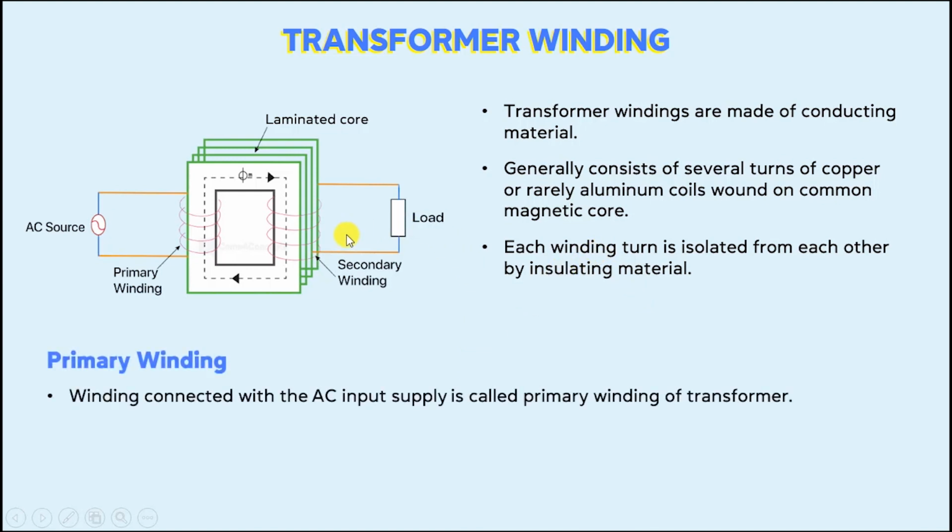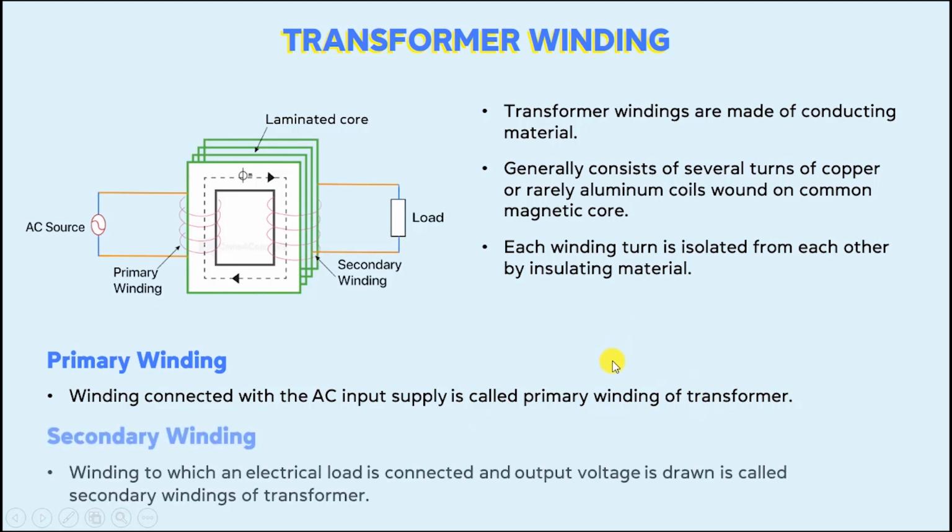There are two types of winding. Primary winding. The winding which is connected with the AC input supply is called the primary winding of transformer. Whereas the winding to which an electrical load is connected and output voltage is drawn is called the secondary winding of transformer. This is the primary winding and which is connected with the AC source, whereas the secondary winding is connected with the output of transformer.